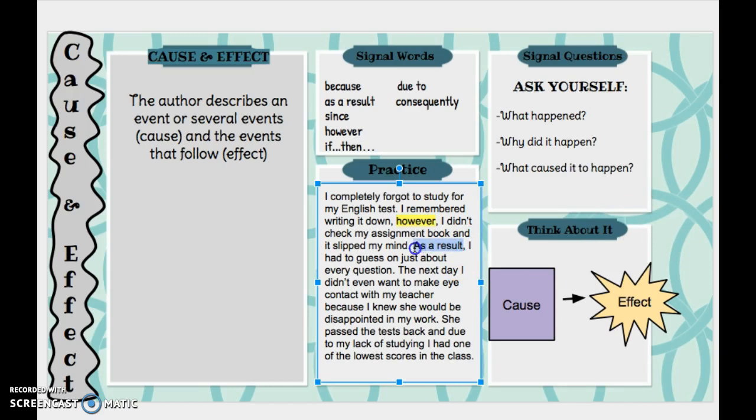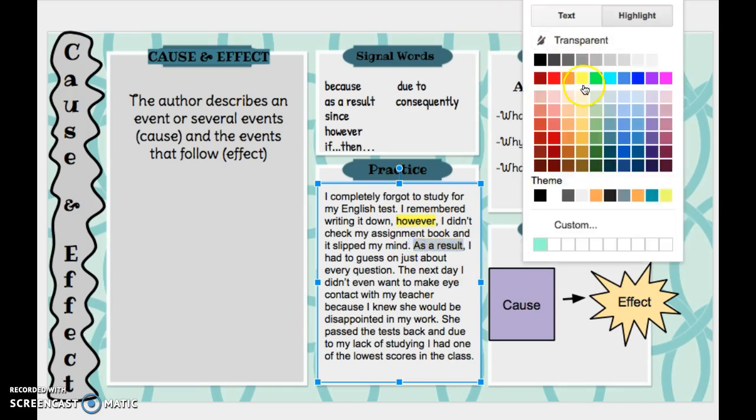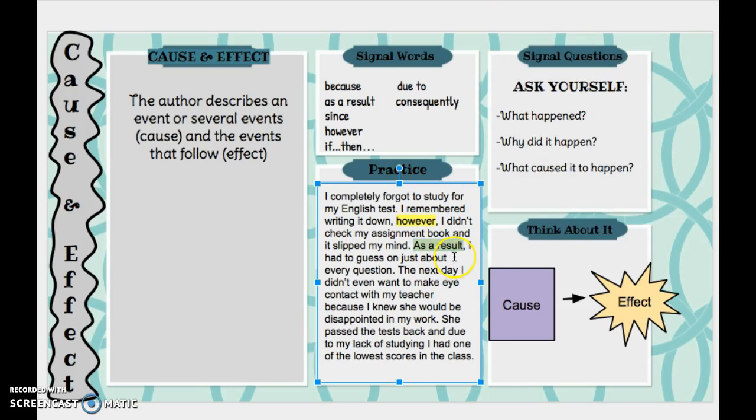Another phrase that I'm seeing is "as a result." So as a result, that means there's an effect to whatever happened. Let's see if I can find anything else. "Due to," that's going to be another one that's also relaying to an effect. So I have however, as a result, the next day I need to make eye contact, she passed test. I think that's all of them. So those are going to be the really big ones. Those are my signal words. I have quite a few of them in there.